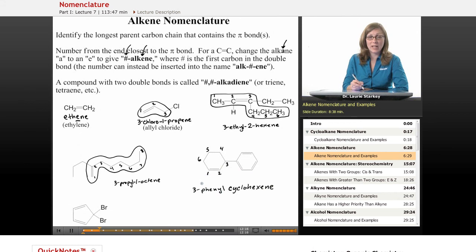The double bond has to be between carbons 1 and 2. That's how you define a ring. There's no other place to put the double bonds, and that's our highest priority. If you want to put that in there just to be safe, that probably won't hurt if you want.